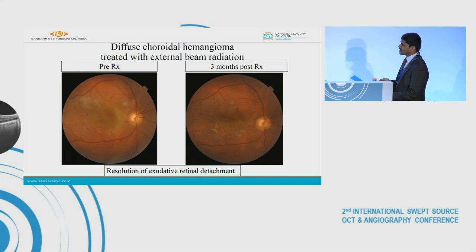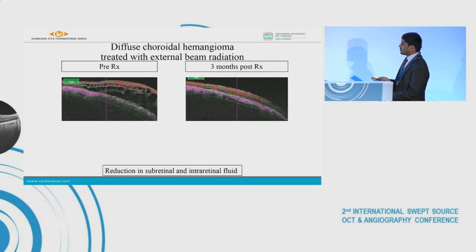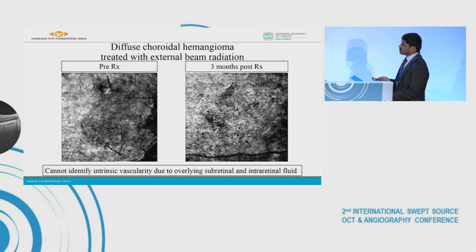It's a long-standing choroidal hemangioma, so there was overlying subretinal gliosis. So post-treatment, there is resolution of exudative retinal detachment 3 months later, and it is again evident on OCT. But in OCT-A, pre-treatment, we cannot identify the intrinsic vascularity due to overlying subretinal and intraretinal fluid. So it again remains one of the limitations of OCT-A in such cases.